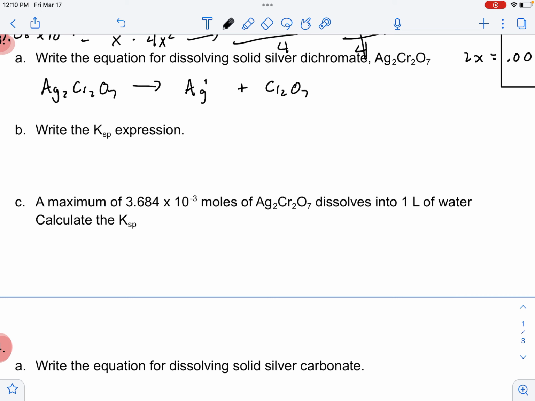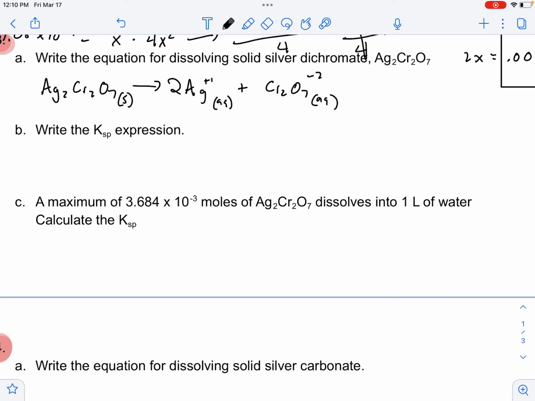We identified charges, since these are now ions when they're dissolved in water. KSP is all about a solid dissolving in an aqueous solution. So we're always going to start with our solid. And then we have aqueous for our products here. Now we have to balance it, so we put a 2 in front of Ag.